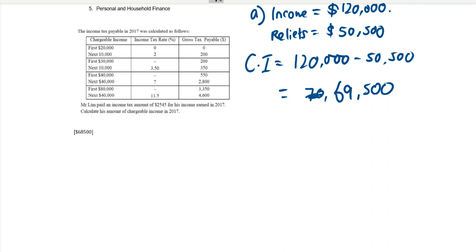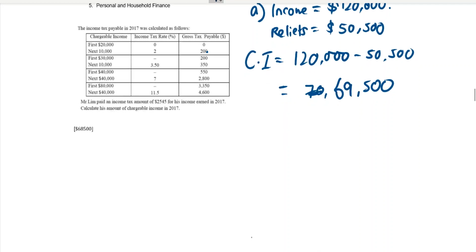Now, first thing is, if this table confuses you, the first thing you should do is go and cross out these numbers, the second numbers, okay? Go and cross out. All right. Now, why you go and cross out? Because these are the numbers that usually I find it confuses the student. Okay. So my chargeable income is 69,500. So where should I be looking at? I should be looking at here. Okay. So for the first 40,000, how much income tax do I need to pay? I need to pay $550. Okay.